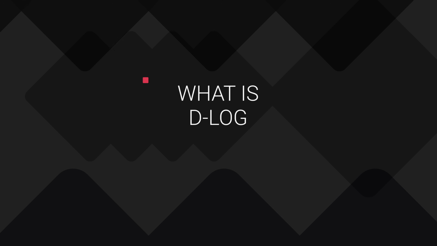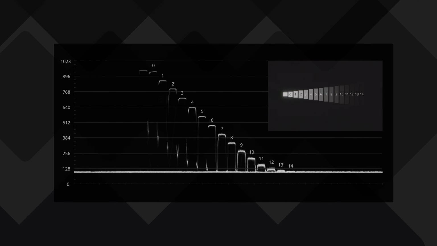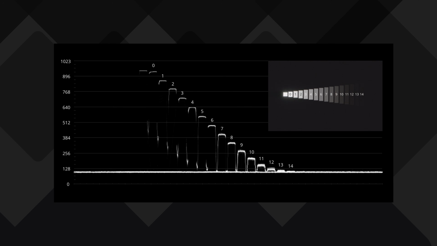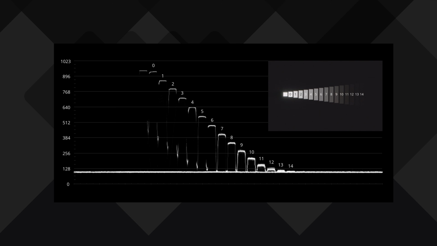What is D-LOG? Log is all about preserving dynamic range. The dynamic range is the distance between the brightest highlights and the darkest shadows your camera can capture without clipping out details. So if your scene has a wider dynamic range than your sensor can capture, you'll have to either expose for the shadows or the highlights, and you'll then lose information in the other end of the dynamic range.